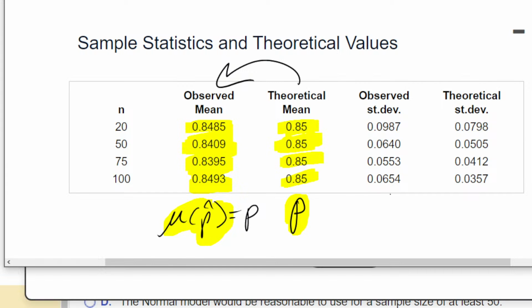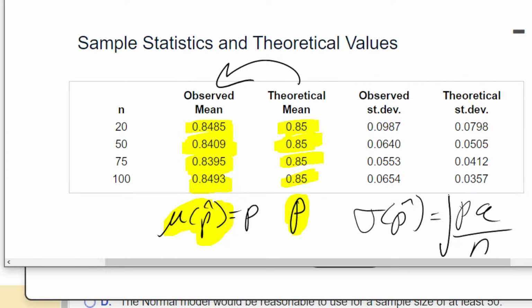Now, the standard deviations over here are the square root of p times q over n. And there's the observed standard deviation, there's the theoretical. So basically, theoretically speaking, this is what we actually see. So this would be the standard deviation of p hat, and that is supposed to equal the theoretical value of the square root of p times q over n.